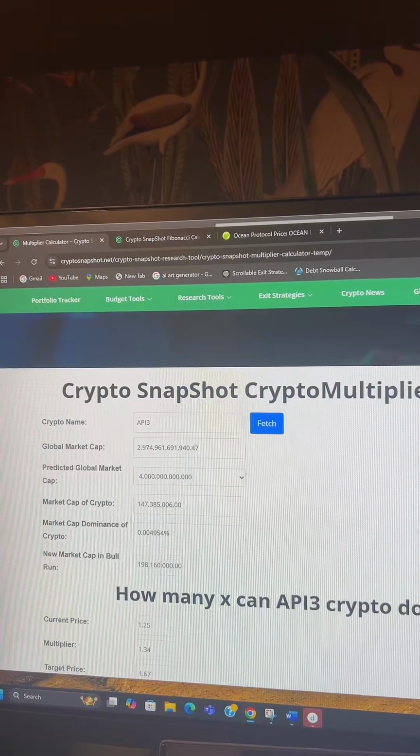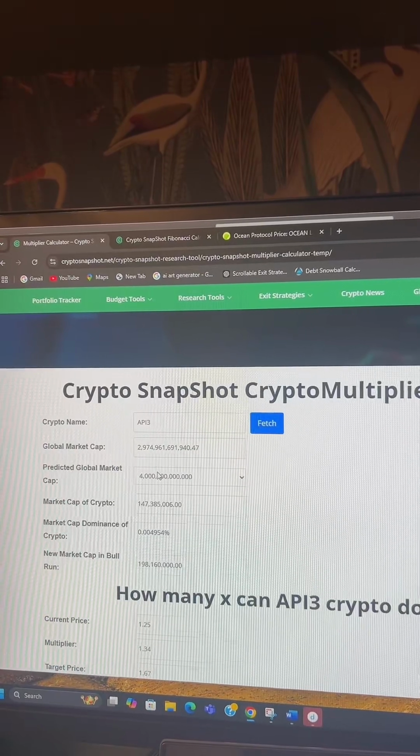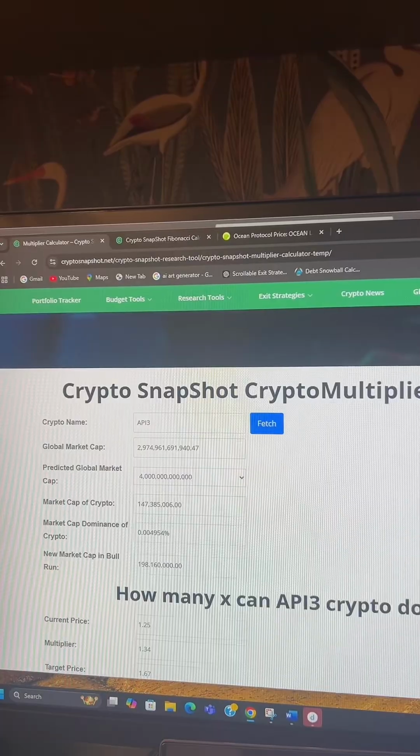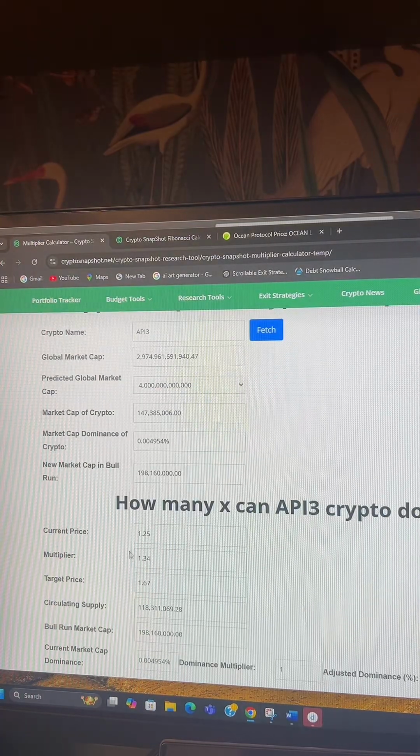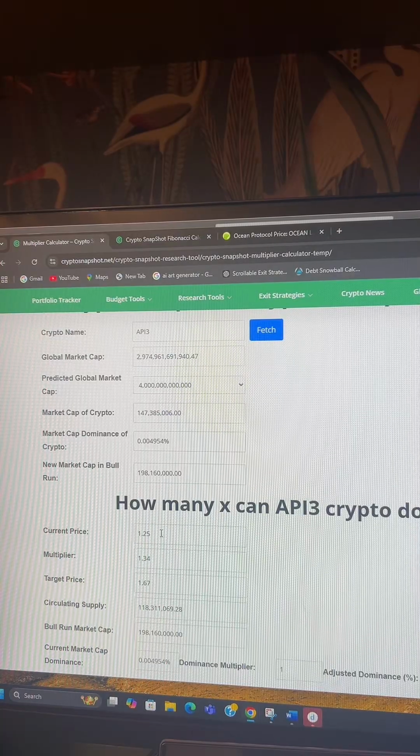If the global market cap were to go from 2.974 trillion to $4 trillion, and API3 maintains the same market cap dominance it has now, its market cap would go from 147 million to 198 million. That means it would be a 1.34x. Its price would go from $1.25 to $1.67.